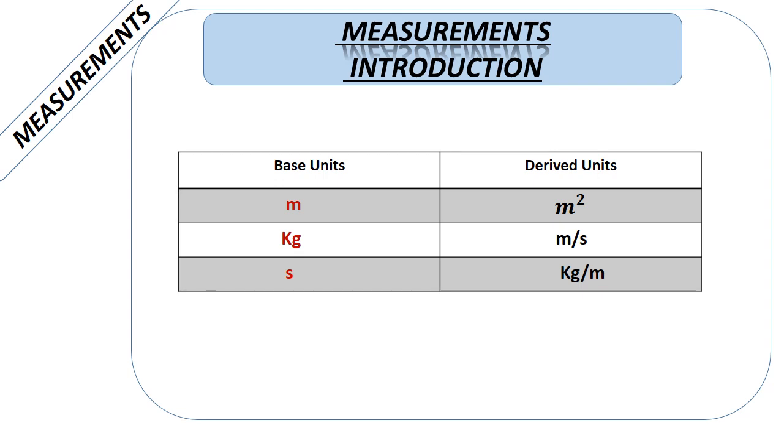Then for the derived units, we have a good example, m squared, which is meters squared. Of course, a base unit is meters, but because of that 2 on top, it becomes a derived unit, a unit that is made from the base unit. Then the second one is meters per second. That slash means per. So meters per second is made up of meters and seconds, or length and time. We also have kilogram per meter, which is made up of mass and length.